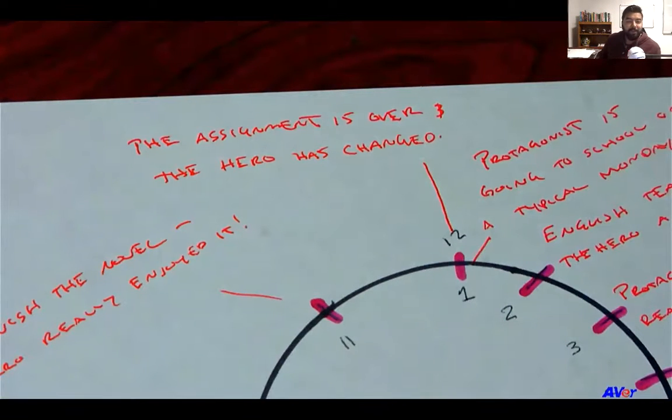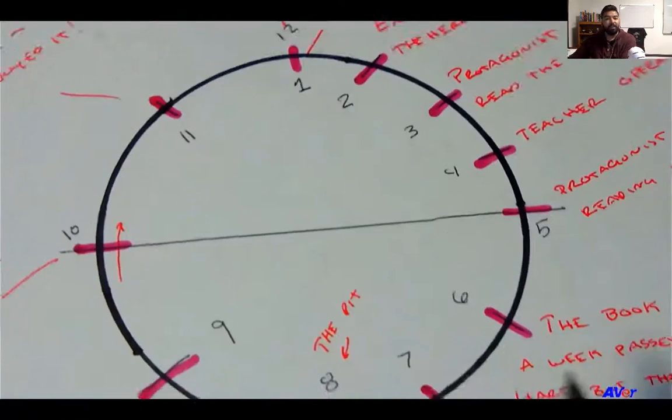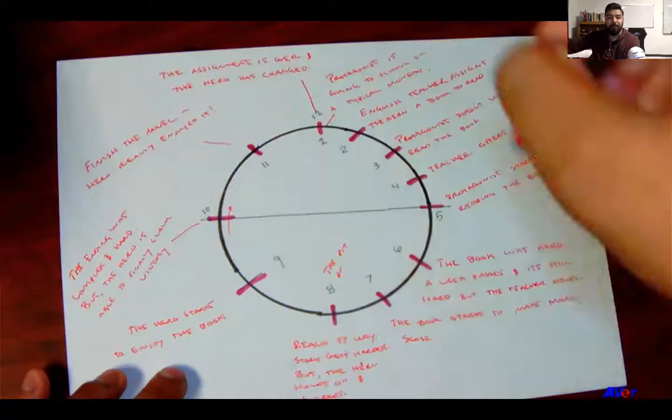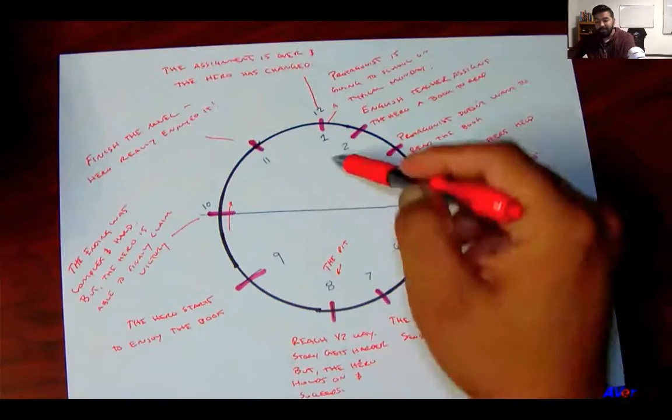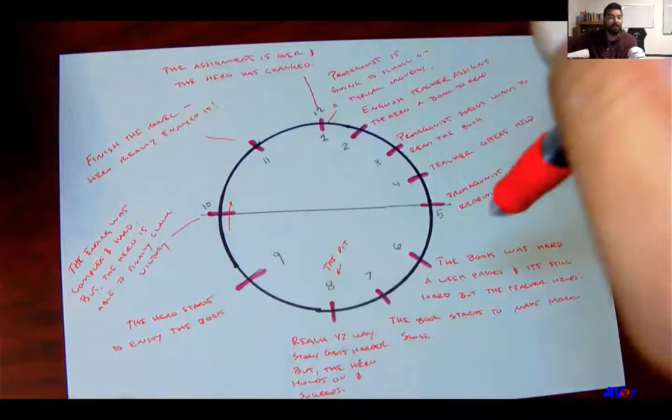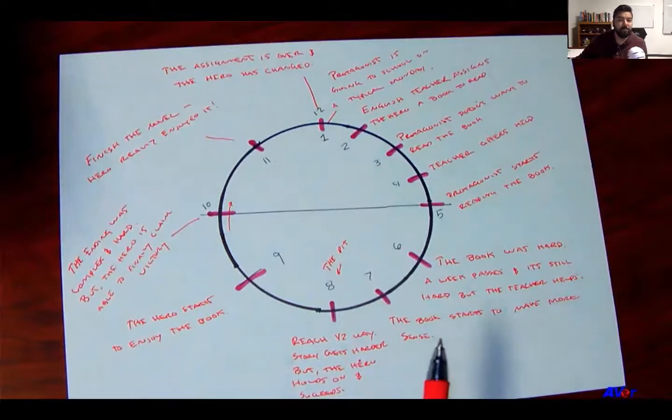Here's the other thing too. The hero has changed for the better, right? You can think of this as a spiral staircase, right? Stairs moving up and up and up like that. This is how the hero's journey works. You're not just going in a circle, you're going up higher and higher every single time, right?